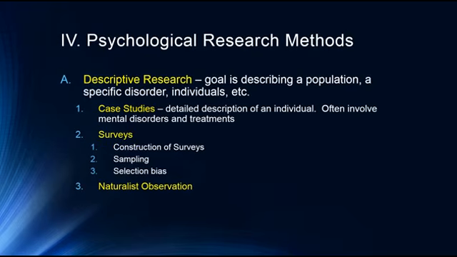Other famous case studies include Phineas Gage, who, of course, famously had a railroad tamping rod travel through his skull, severing the connection between his frontal lobes and his limbic system, causing severe personality changes. These are basic in-depth descriptions of individuals.